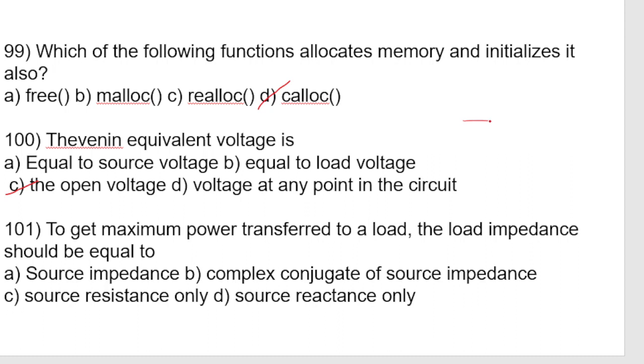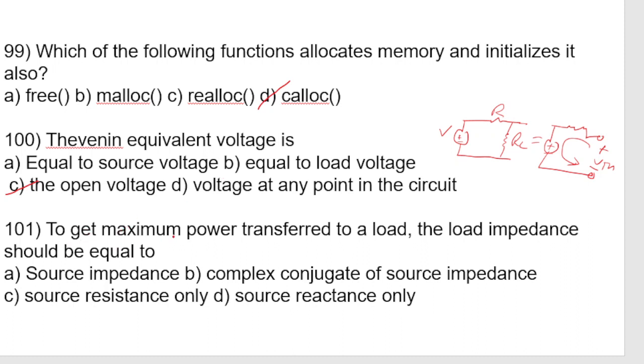Like if it is a source and it is a load RL and it is R, it is V. So what we do, we open, VOC, here VTH, we remove the RL and then we find the voltage. So that voltage comes as open circuit voltage, that is called Thevenin equivalent voltage.